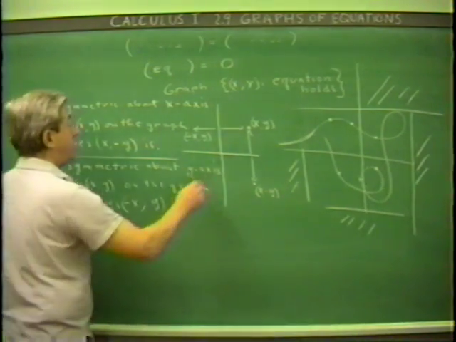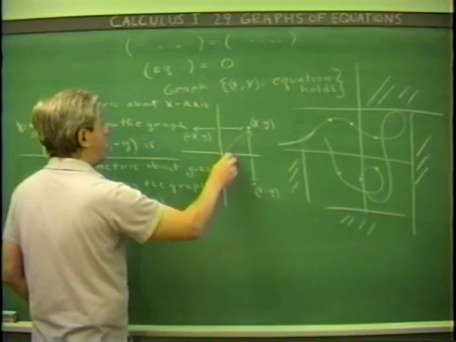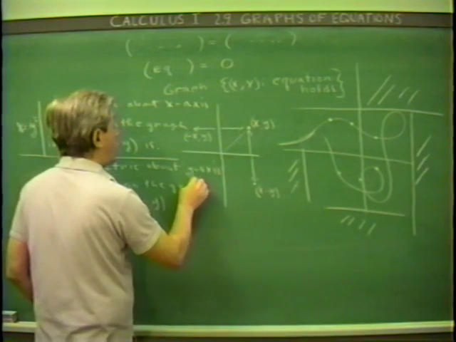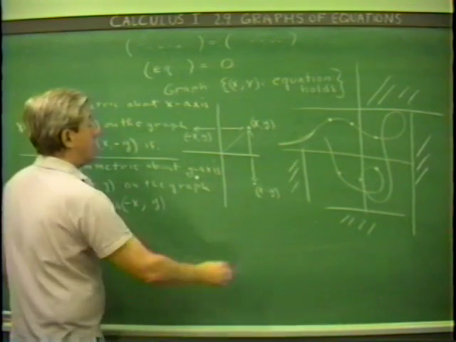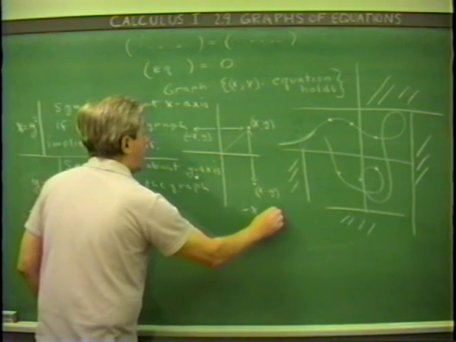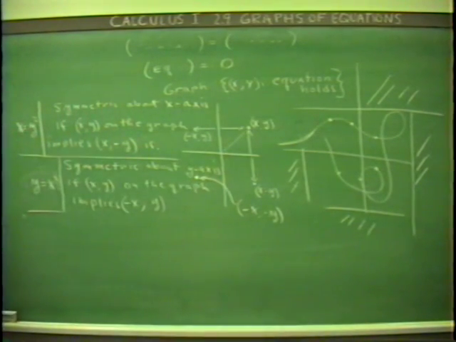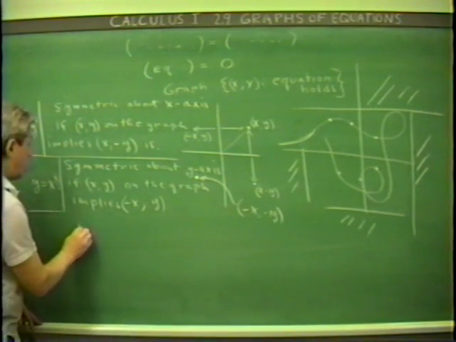A third type of symmetry consists of symmetry about the origin. That's to say, whenever (x, y) is on the graph, you also have the corresponding point down here, the point (-x, -y). If it's on the graph, then you're said to have symmetry about the origin.